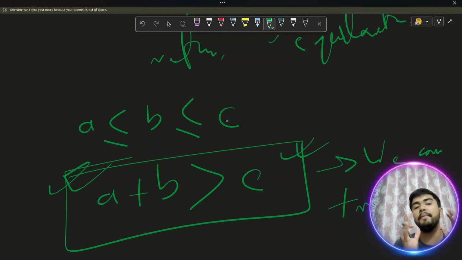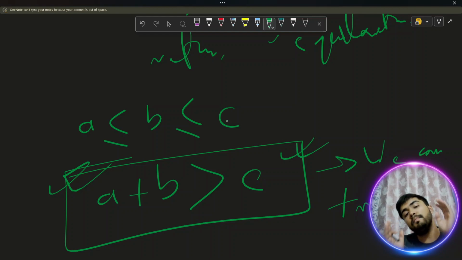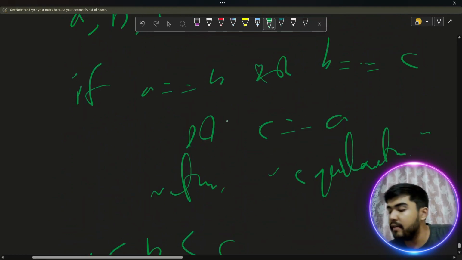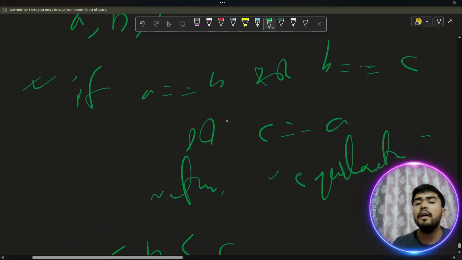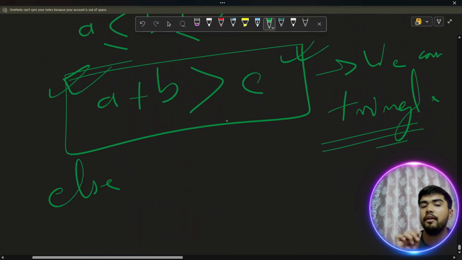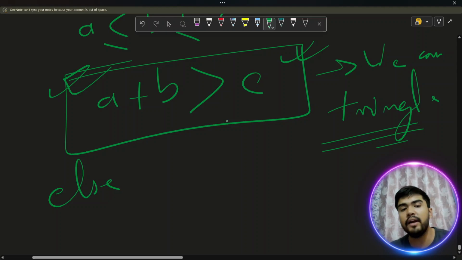A plus B, the sum of the two smallest edges, is bound to be greater all the time than the length of the largest edge. Only then can we consider it a valid triangle. So this case is very straightforward for us. Now what is the second case? In the else there are a couple of cases. Either they are valid. So what is the validity case?